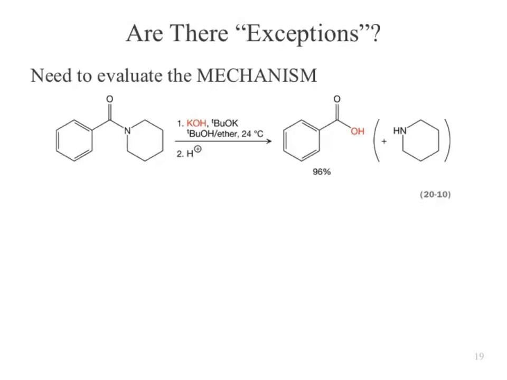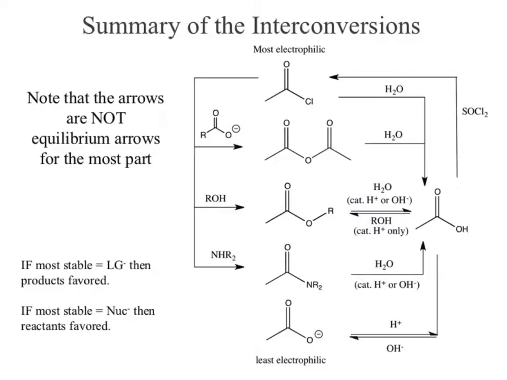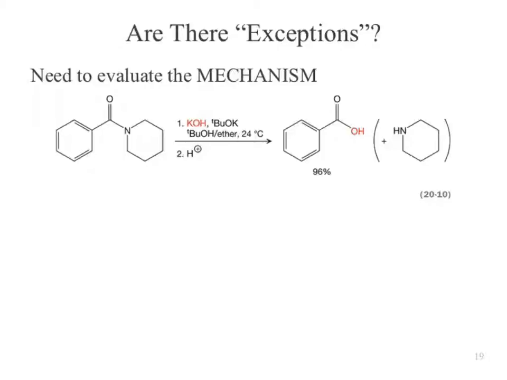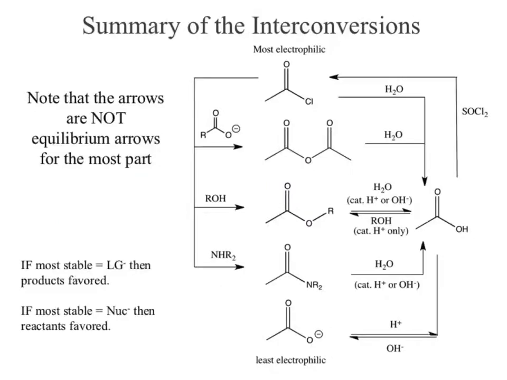Are there exceptions? And this is a real SOB. And I would argue it's not really an exception. What functional group are we starting with? An amide. And what are we ending with? Our acid. If we go back to our energy diagram, where's the amide? Down. There's our amide. And where's our acid? One above.